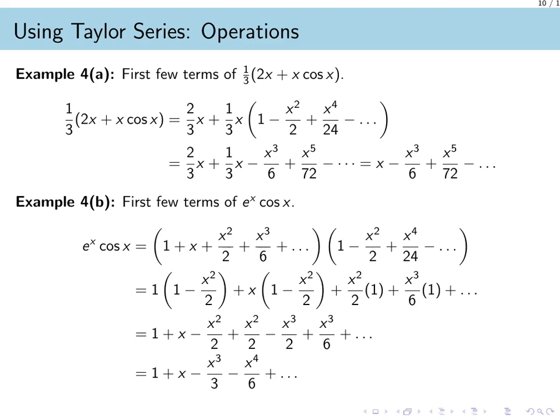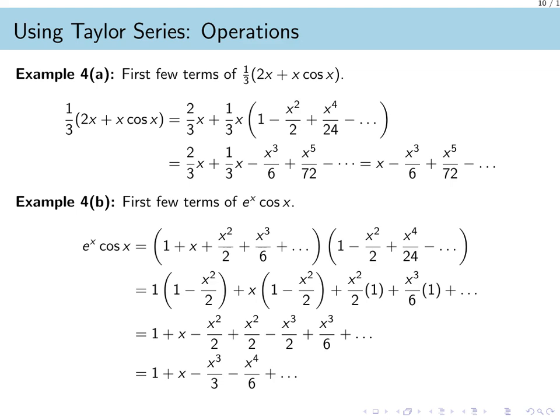For e to the x, we have 1 plus x plus x squared over 2, and so on. For cosine of x, we have 1 minus x squared over 2 plus x to the 4th over 24, and so on. To find the series for the product, we multiply these two series together, just as we would multiply two long polynomials. We systematically distribute each term from the first series across the terms of the second.